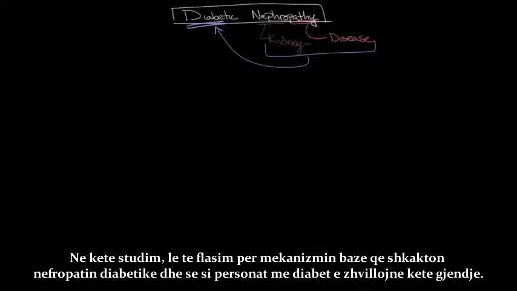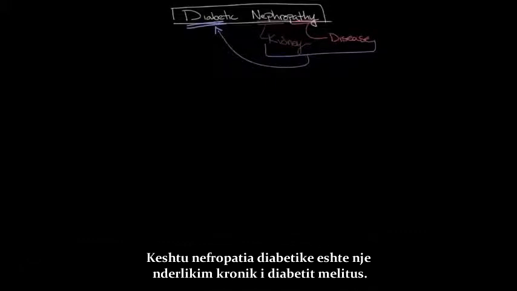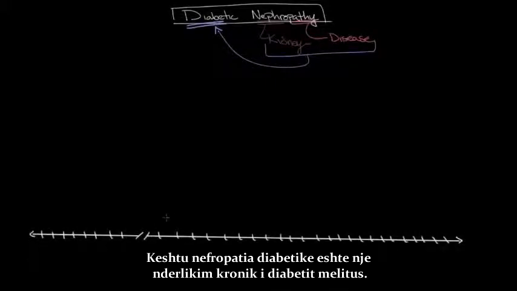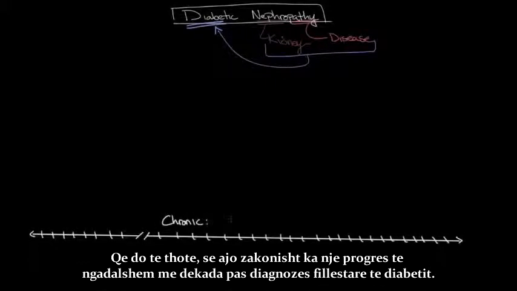In this tutorial, let's talk about the mechanism underlying the cause of diabetic nephropathy and how individuals with diabetes develop the condition. So, diabetic nephropathy is a chronic complication of diabetes mellitus, meaning it usually has a slow progression over decades after the initial diagnosis of diabetes.